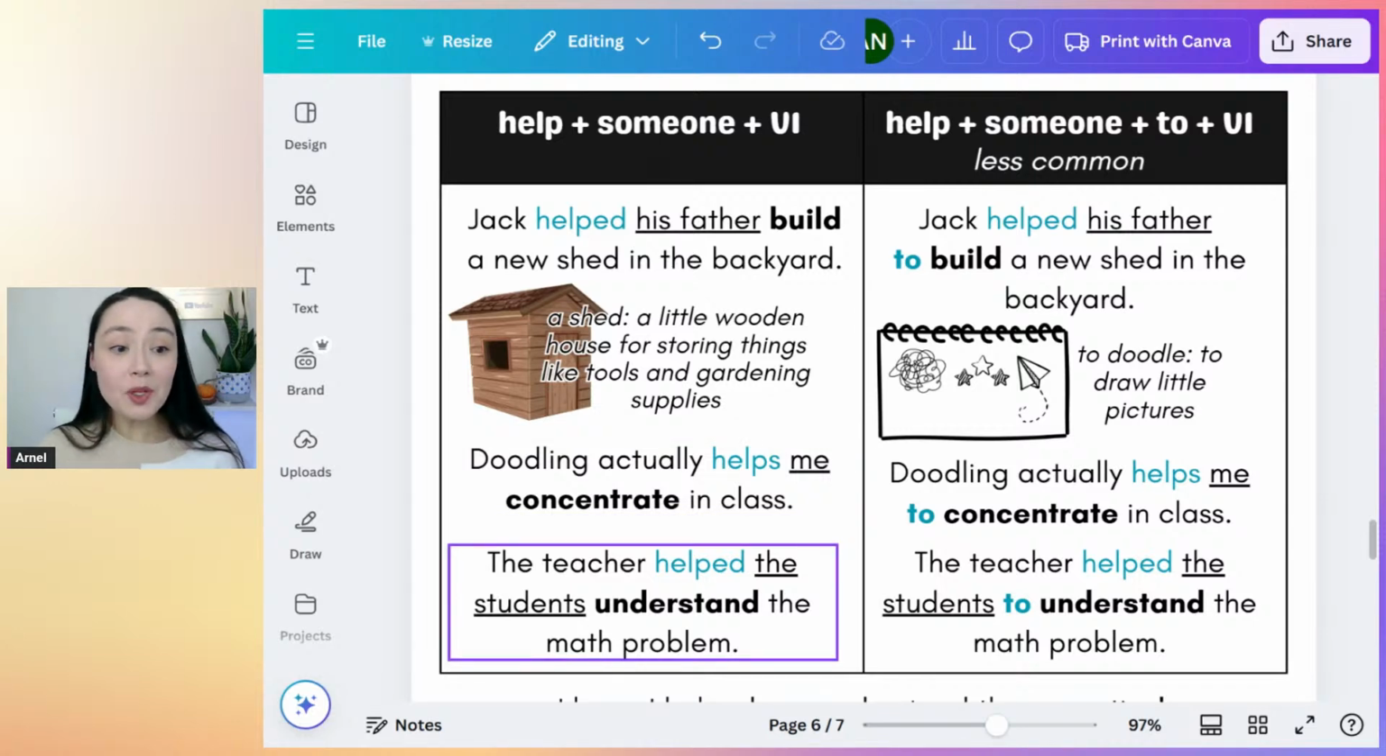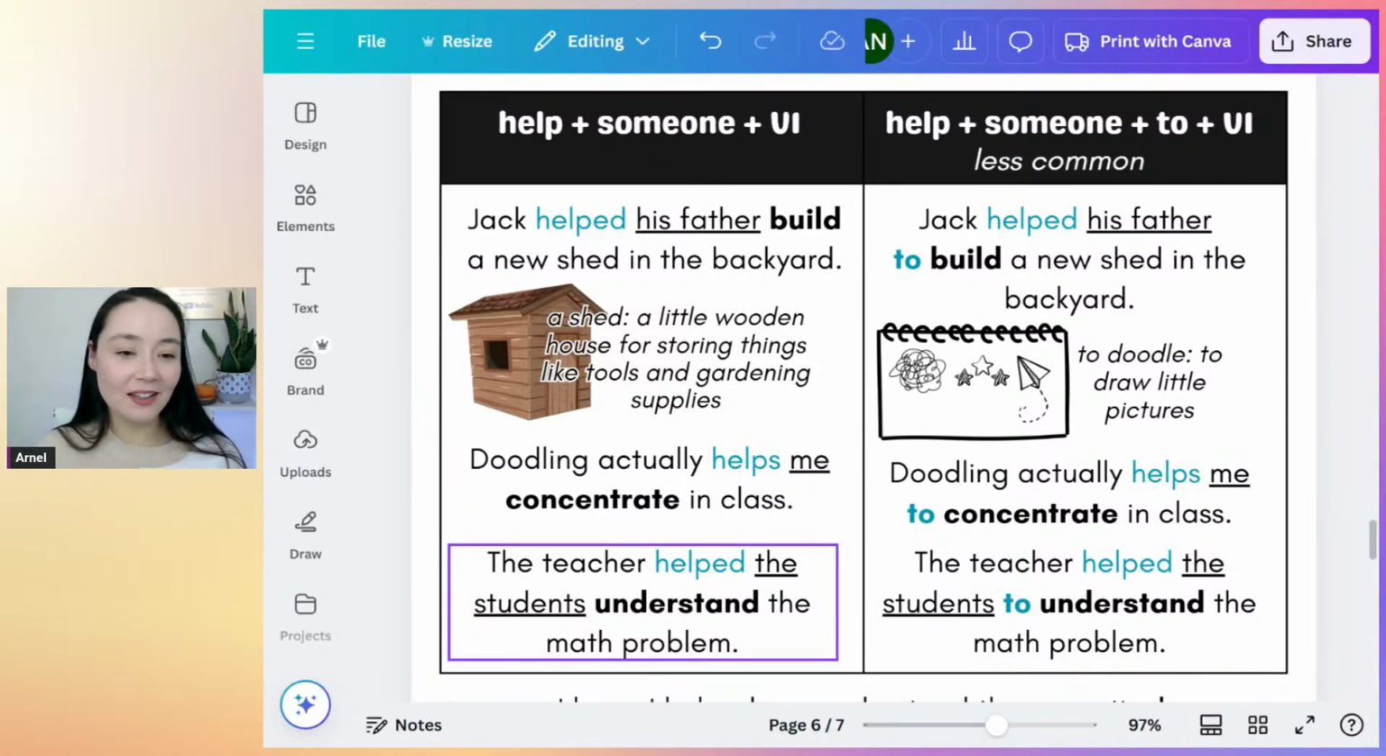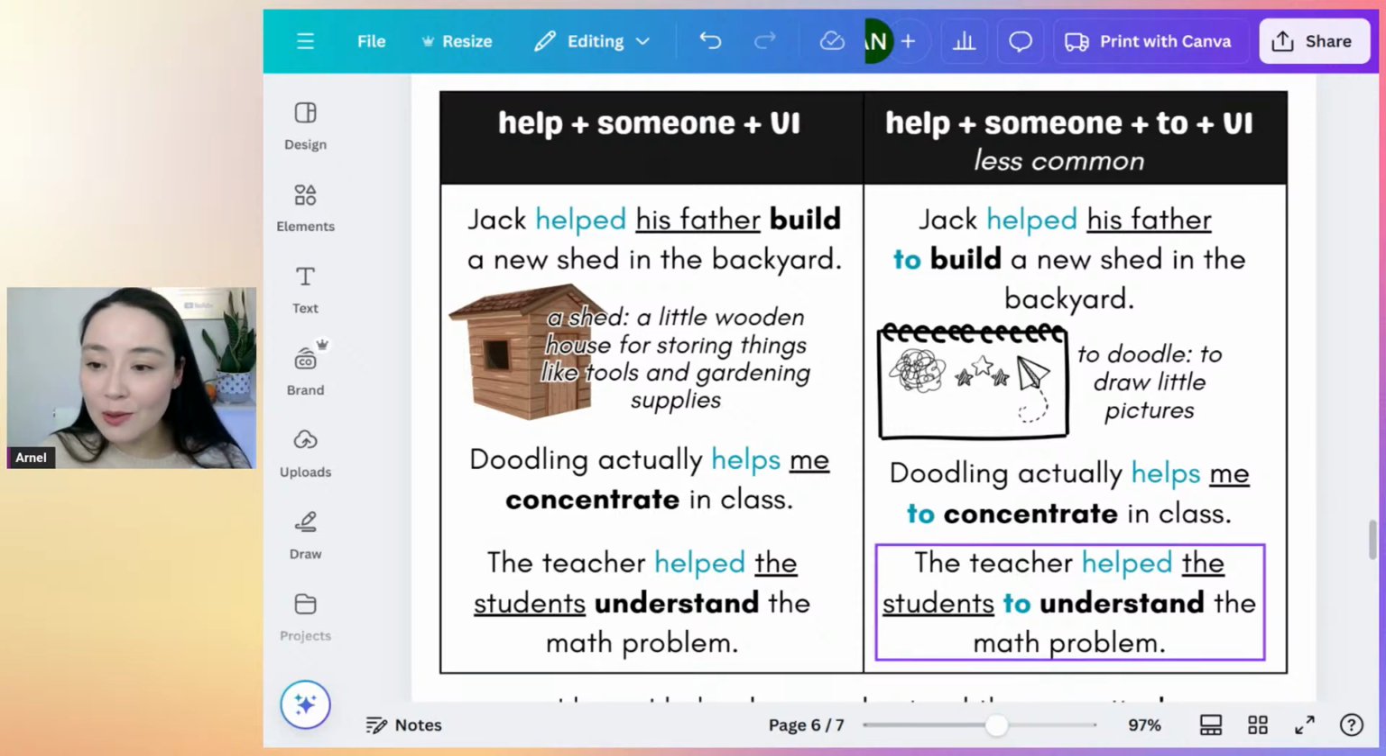The teacher helped the students understand the math problem. The teacher helped the students to understand the math problem. Again, same thing, one is with to. Now, let me see some of your example sentences. You've been doing really well so far. You have given me really clear and accurate sentences. Try one with help.